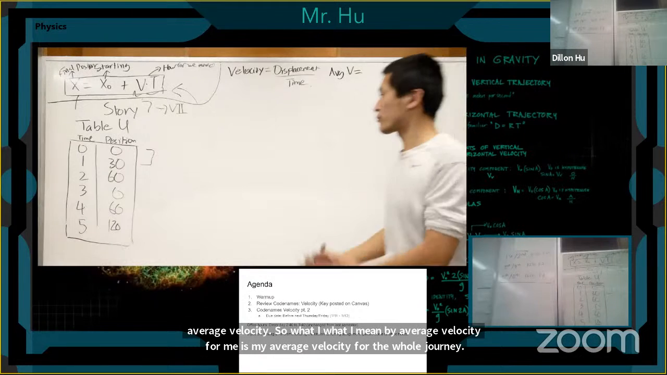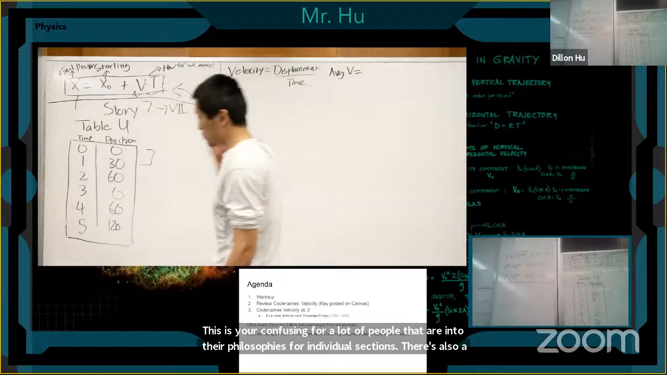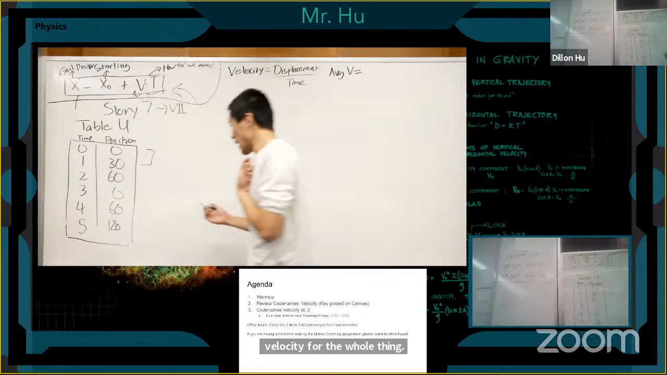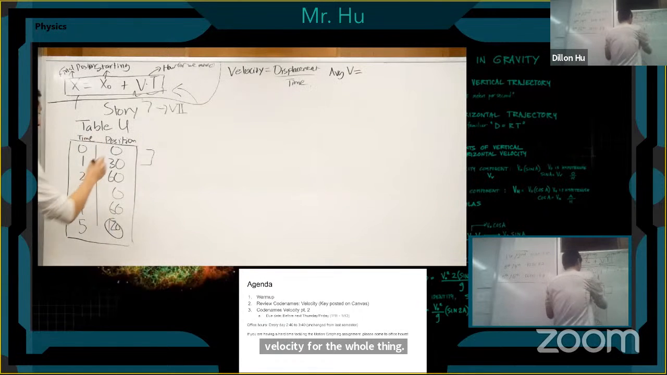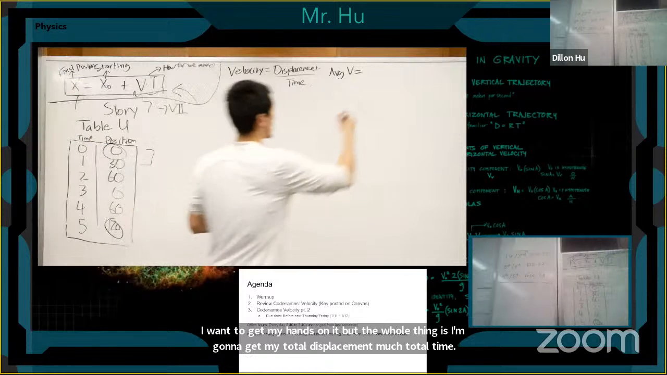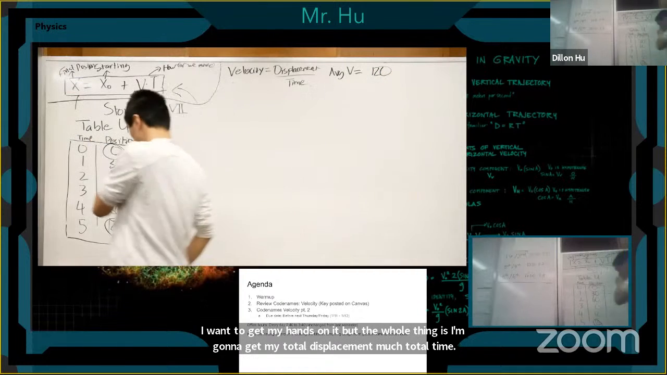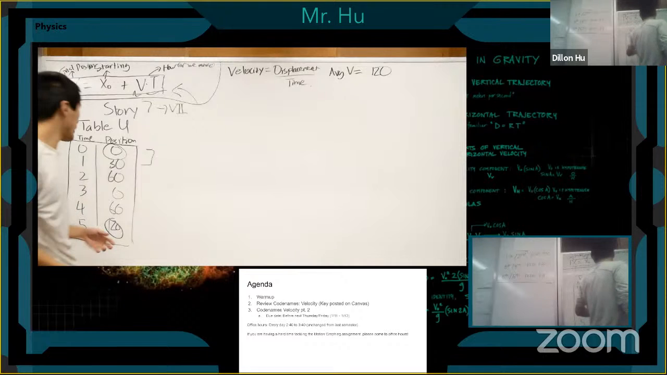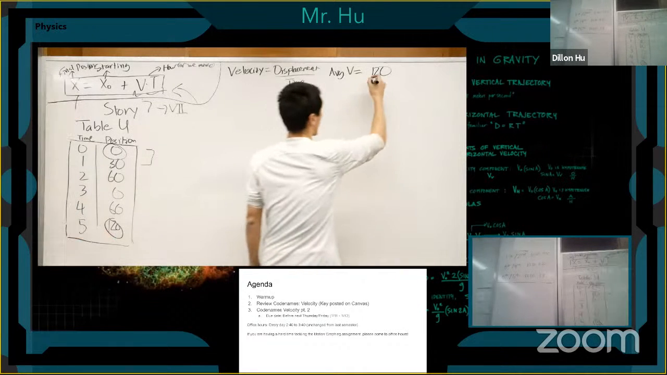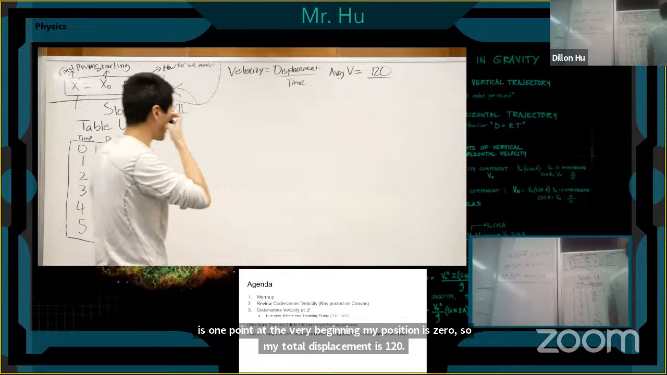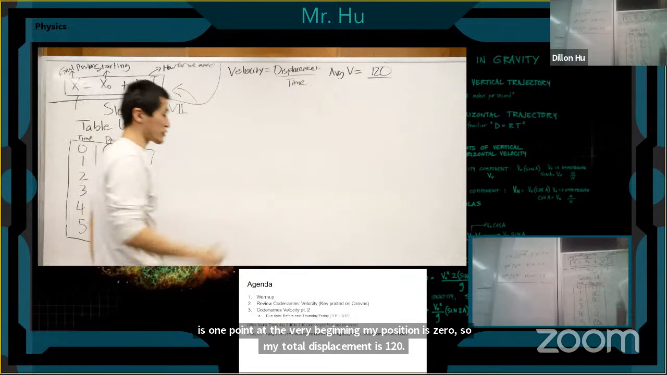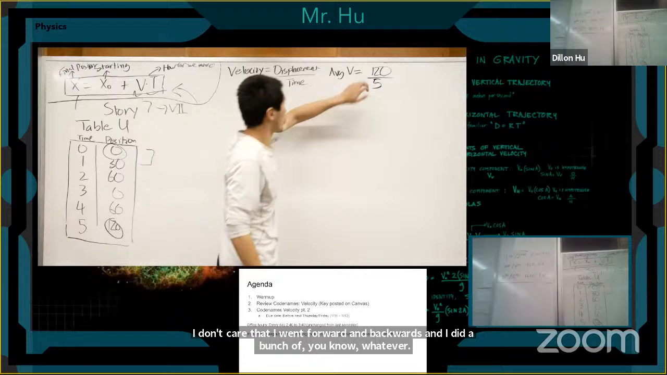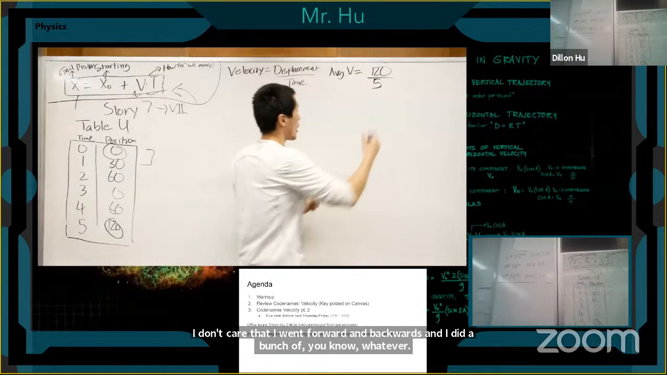So how do I figure my total displacement? Displacement is how far I am at the end relative to where I started. At the very end, my position is 120. At the very beginning, my position is 0. So my total displacement is 120. I don't care that I went forward and backwards. I only care about where I started and where I ended. How long did this occur? Over 5 seconds. So my average velocity is my total displacement over my total time, which is 120 over 5, which is 24 meters per second.